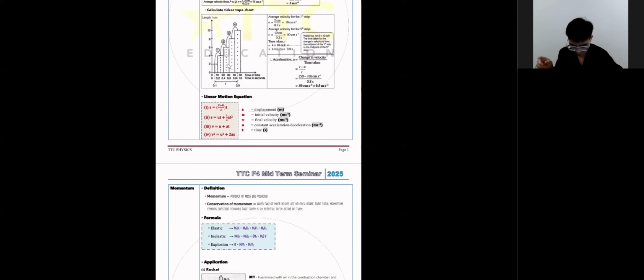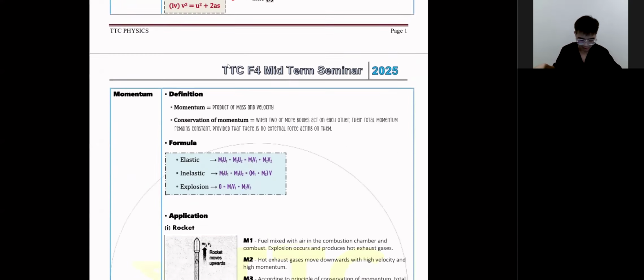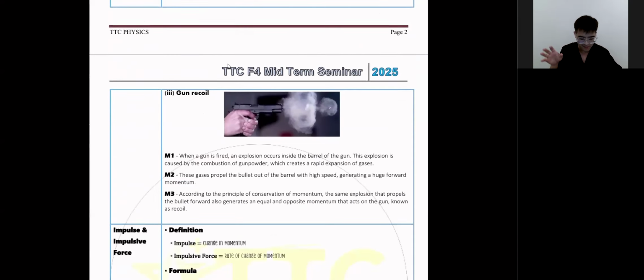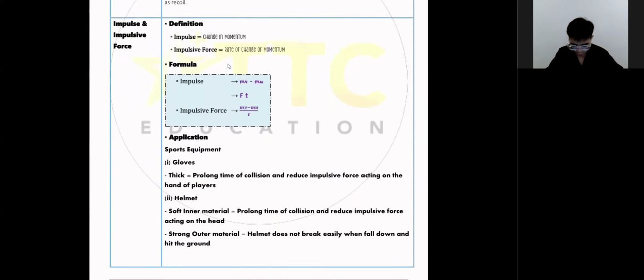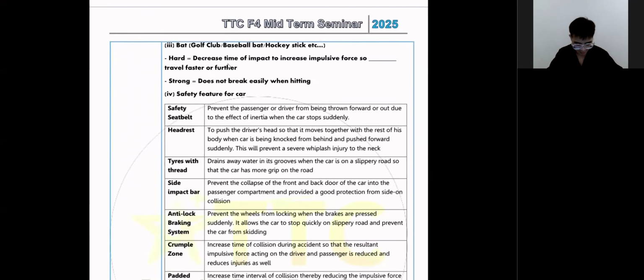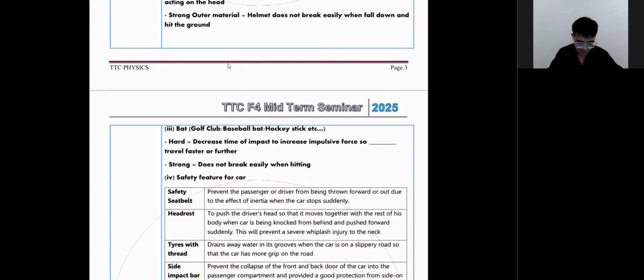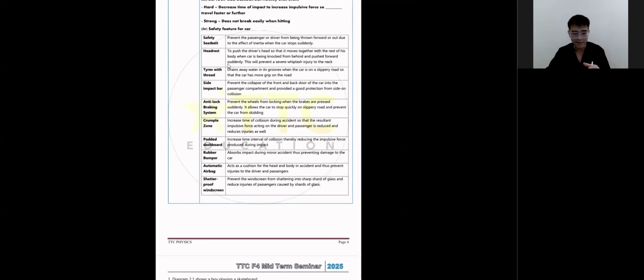From page number 1, you can see we put linear motion, and in page number 2 we put momentum. All these are the short notes for the respective subtopics. Page number 3 also has impulse and impulsive force, and page number 4 is the same. At page number 4 we also have the safety features of a car. Later we will also do another essay question related to this one.